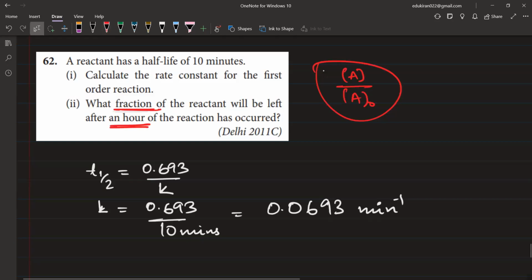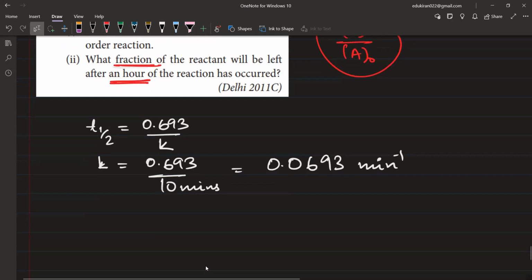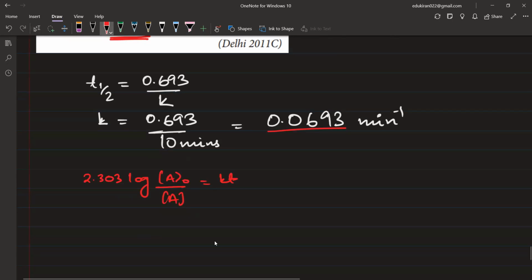What have they given you? Time. They have given you time, so you can calculate this by 2.303 log of A naught upon A is equal to KT. Correct? You have got the K, you have got the time also. 1 hour, convert 1 hour to 60 minutes. So this will be equal to what? Log of A naught upon A is equal to KT. K is 0.0693 minute inverse into time. How much will it be? 10 minutes, right? Time will be 10 minutes, right?